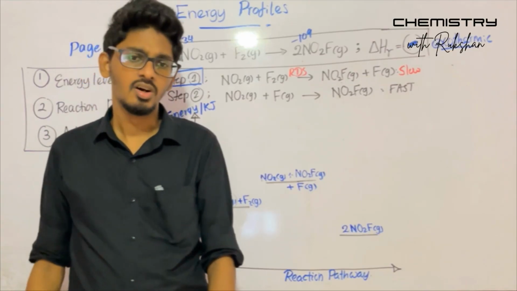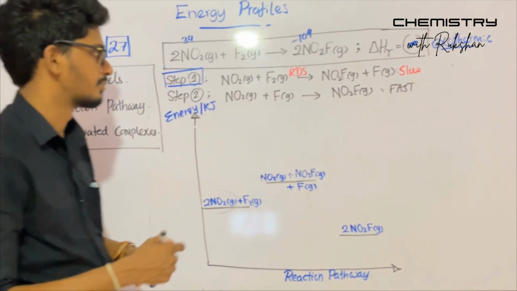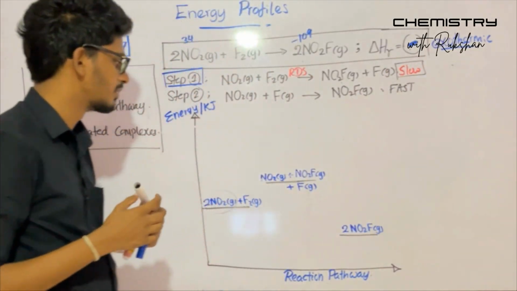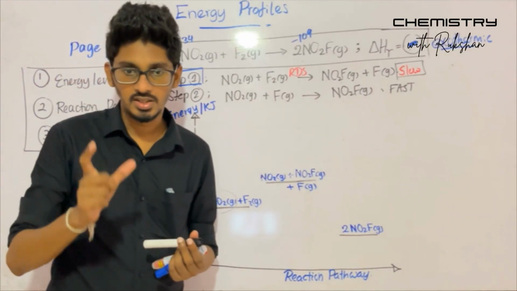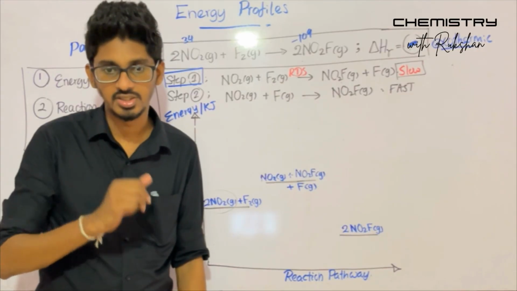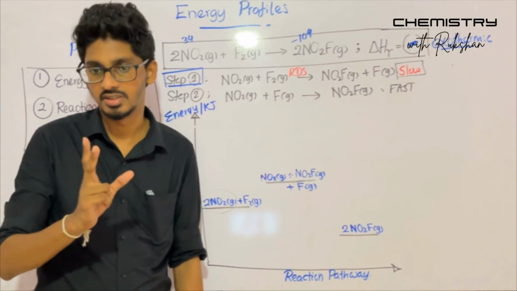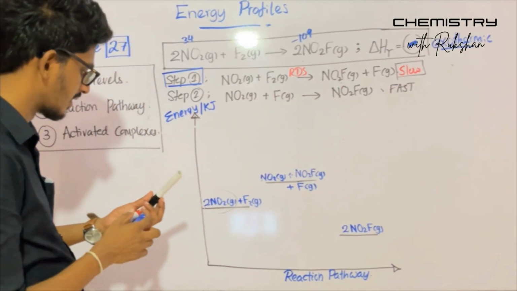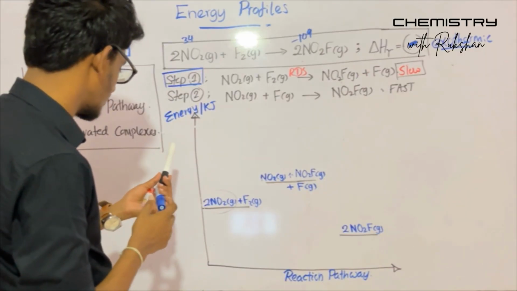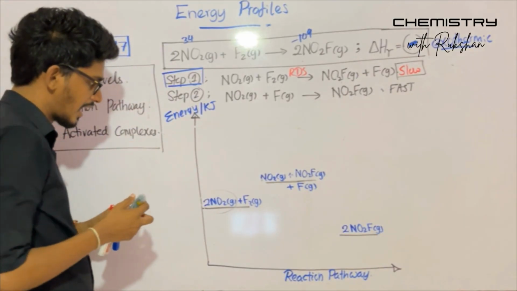The idea is that the slow step should have the greatest activation energy. That's all. So this is the slow step here. The first step should be with the greatest activation energy. Okay, the idea is that. So let's draw. The first step should be with the greatest activation energy. Okay, I'm drawing.